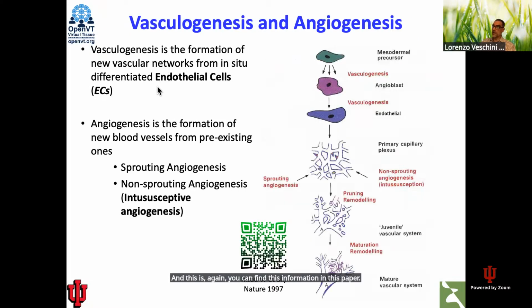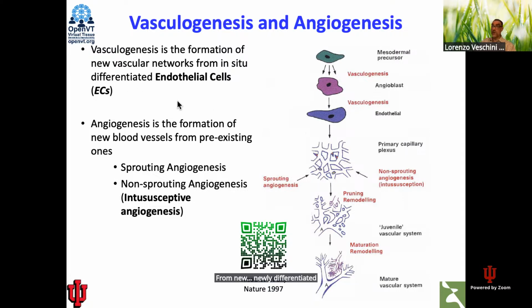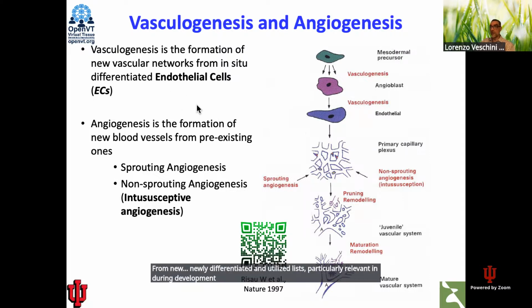A little bit more about vasculogenesis and angiogenesis, which are the processes by which blood vessels are formed. Vasculogenesis is the formation of a new vascular network from newly differentiated endothelial cells. It's particularly relevant during development, but it also happens in adult life.